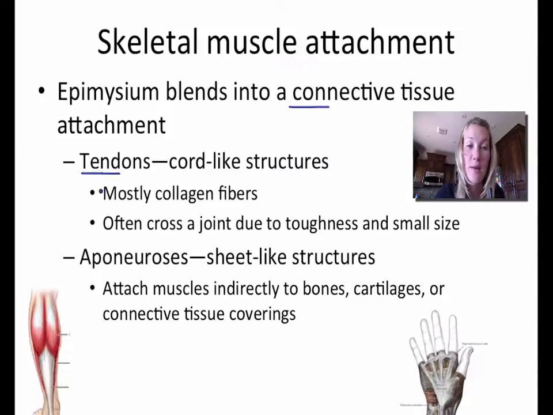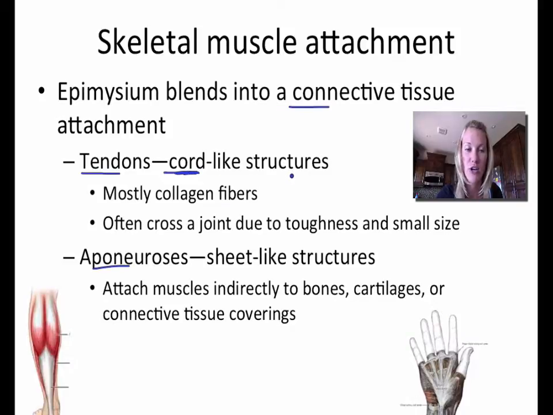The first example are tendons, and the second one are the aponeuroses. The way that you can tell the difference between them is that tendons look like cords, okay? They look sort of rope-like. And then the aponeuroses are flat and sheet-like. So you have aponeuroses in your skull, you have aponeuroses in your hand and in your feet.